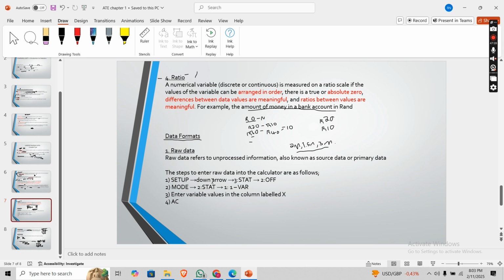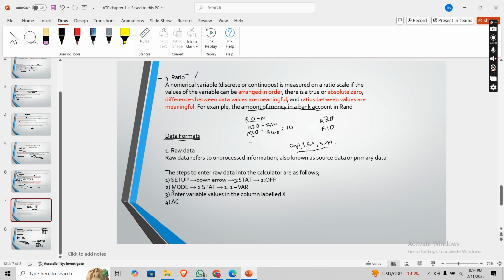Number 2, you press the down arrow, and after that you'll be presented with a few options, and then you press option number 3, which is stat. And then after doing that, it will ask you frequency. Then you choose number 2, off. We are turning off frequency because we are not entering frequency data, we are entering raw data.